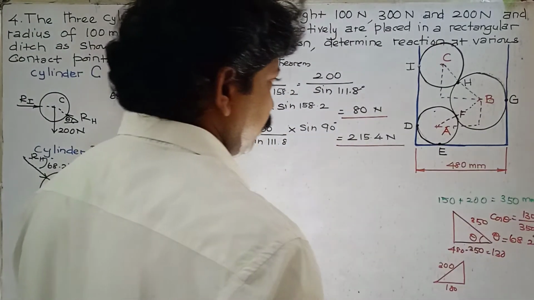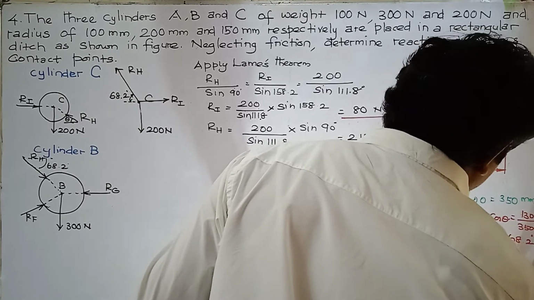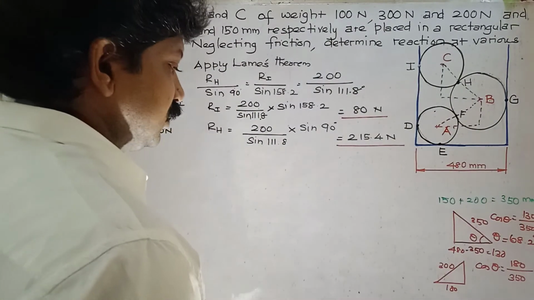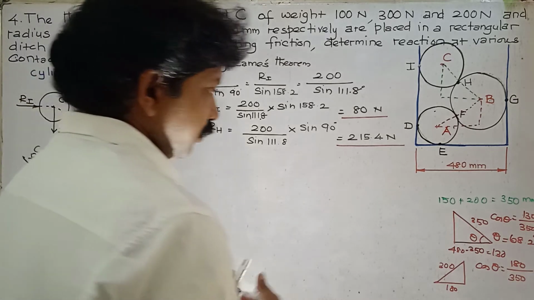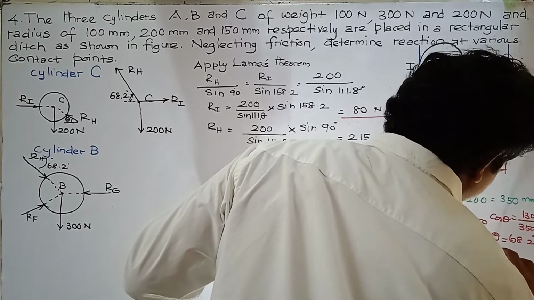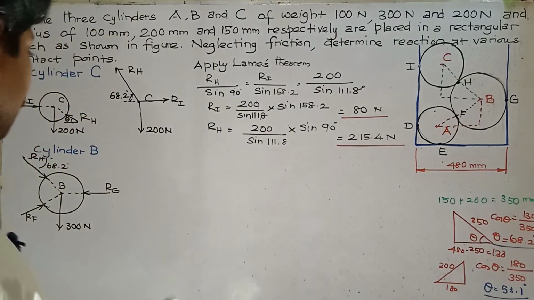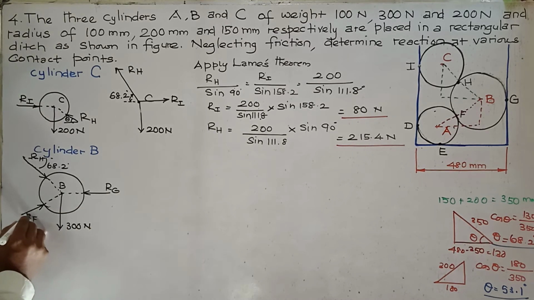Cos theta equal to adjacent divided by hypotenuse. Cos theta equal to 180 divided by 350. And theta equal to, from that, theta equal to 53.1 degree. So theta, RF with horizontal inclination, is 53.1 degree.